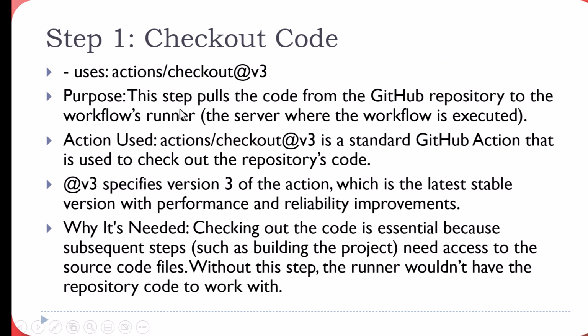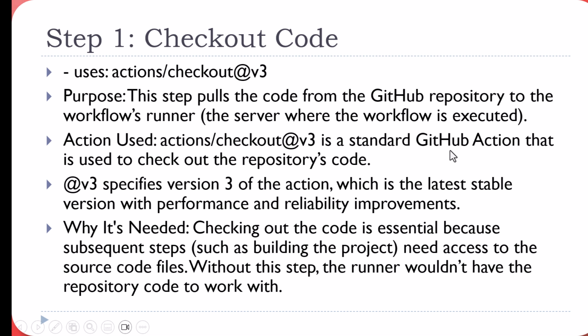So in order to do that, we are simply using this repo, which says to pull the code from the GitHub repo to the workflow runners. It allows the workflow runner to execute the code defined in my GitHub repo. It means that we are giving the workflow runner access to my repo so that it can execute my code.